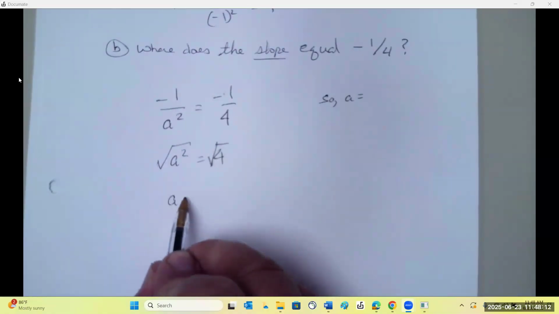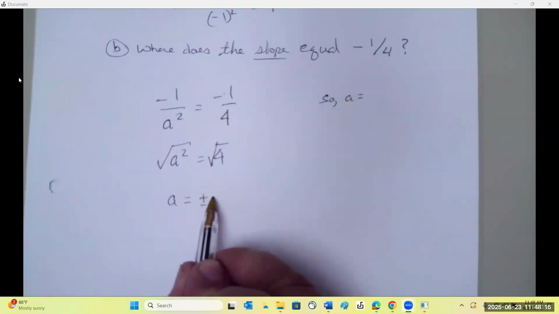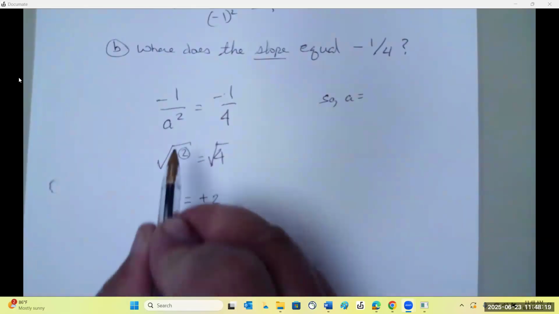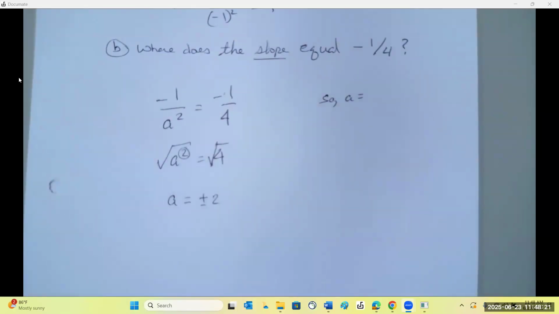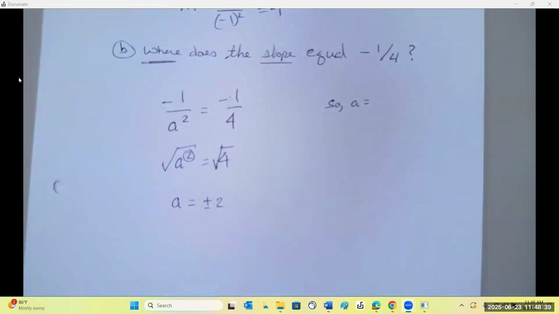So my answer is ±2, because we have to have 2 solutions. So is that my answer? What's the question asking for? Where? Where indicates a location. So what is the location of our answer?